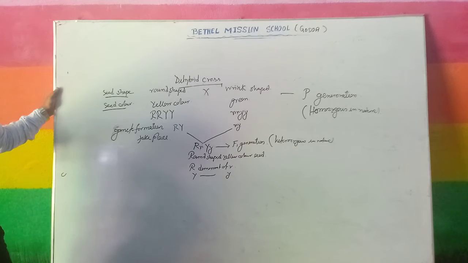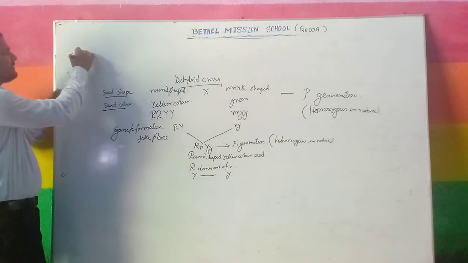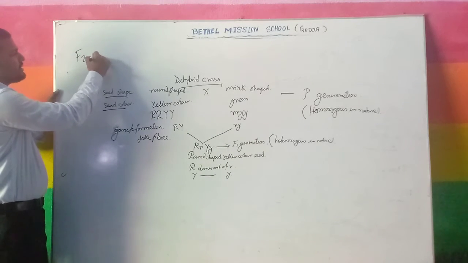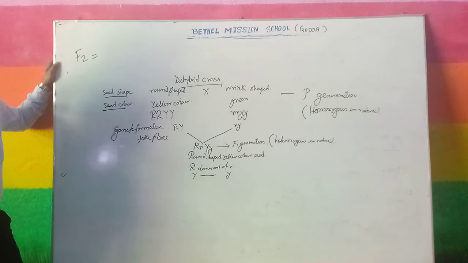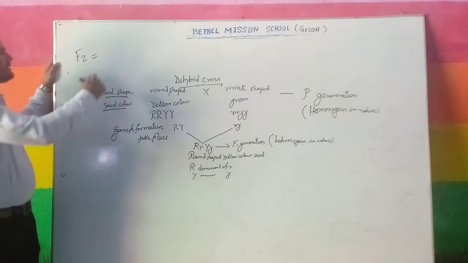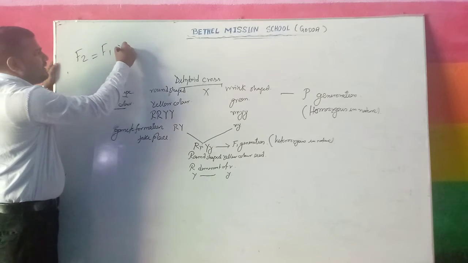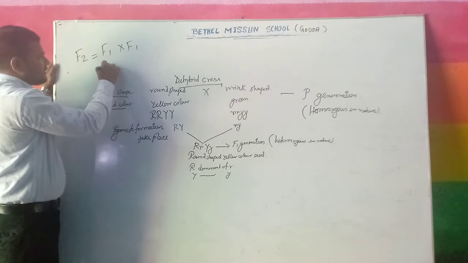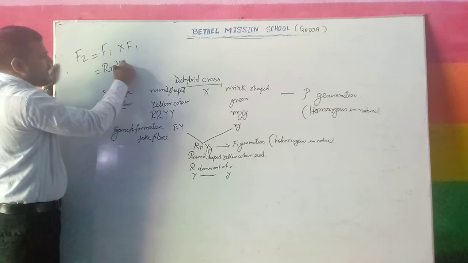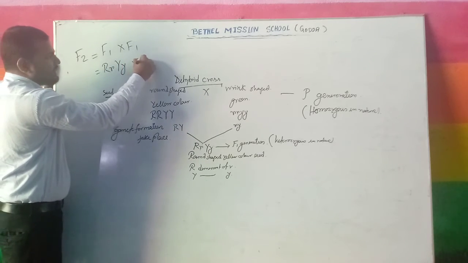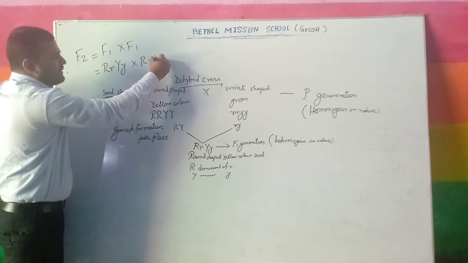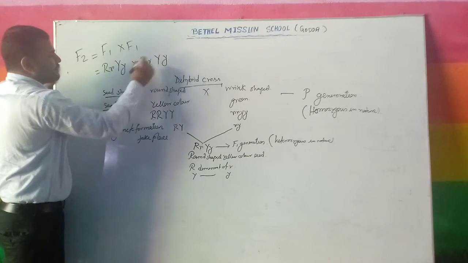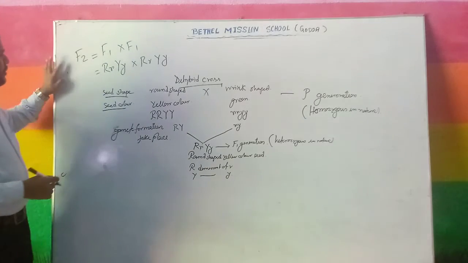Now, how can we get the F2 generation? These are the F2 generation. The test cross takes place between the F1 plants: capital R, small r, capital Y, small y, crossed with capital R, small r, capital Y, small y. So they will produce the 4 types of gamete.